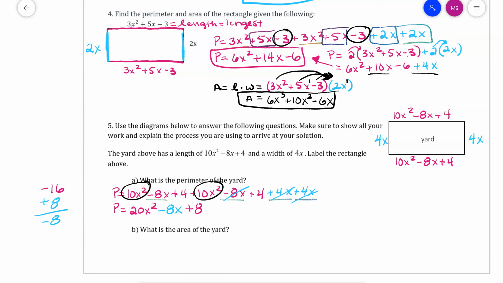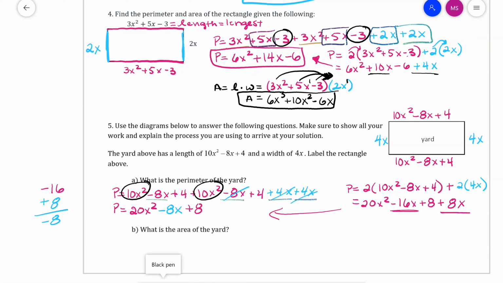If you wanted to do the shorter way, you could do perimeter equals 2 times 10x squared minus 8x plus 4 plus, there's 2 of the widths. There's 2 lengths, there's 2 widths. You can go ahead and distribute 20x squared minus 16x plus 8 plus 8x. All right, and the only terms you have to combine are these two, and you'll get the same answer over here.